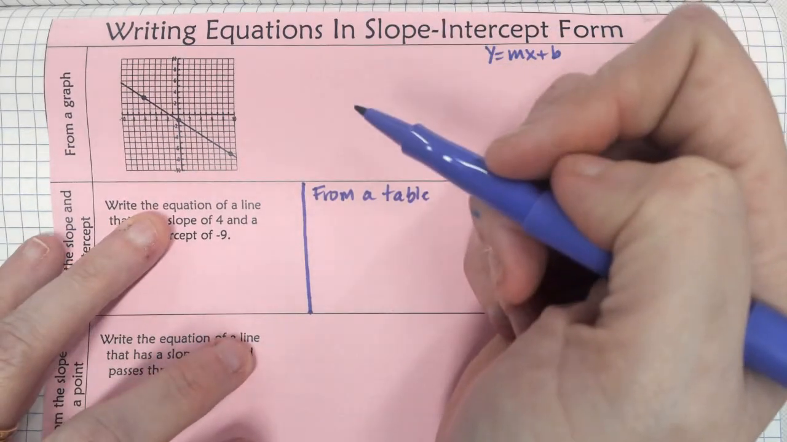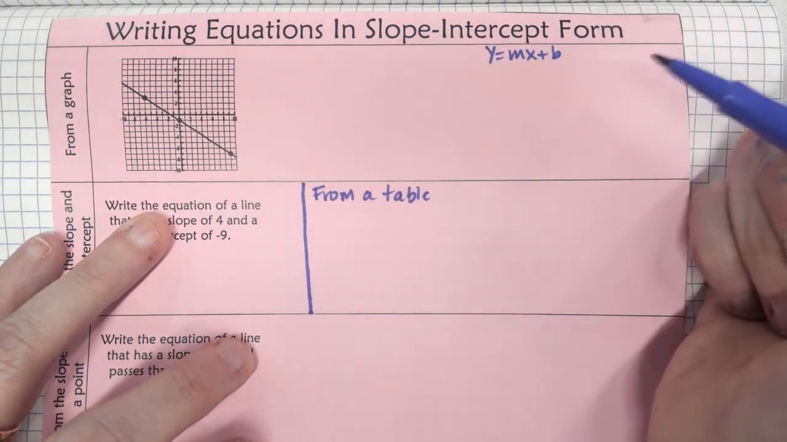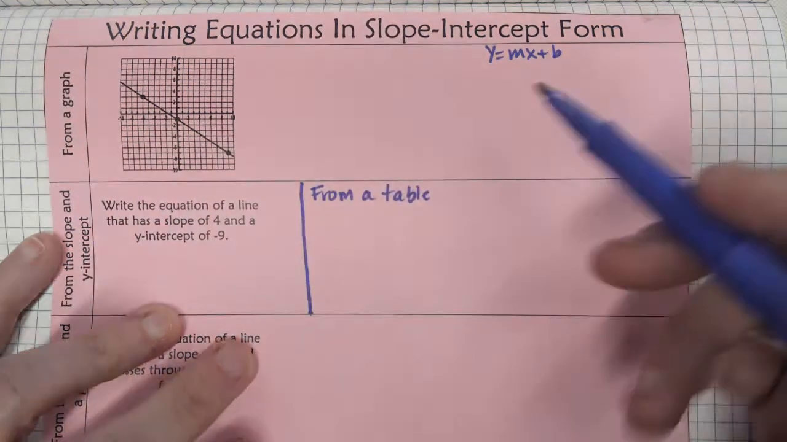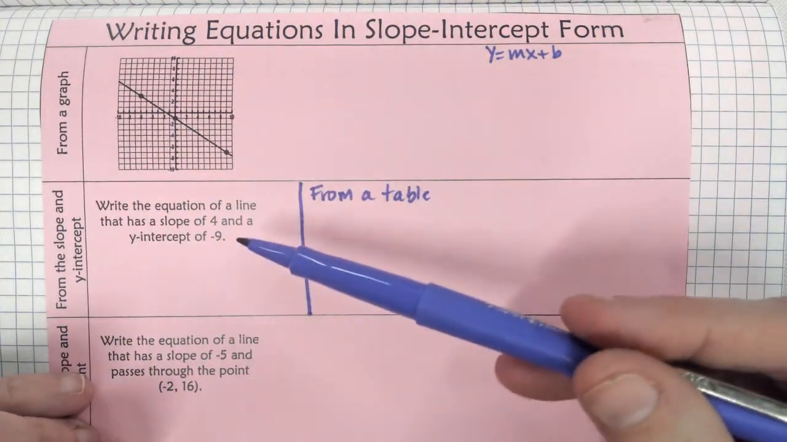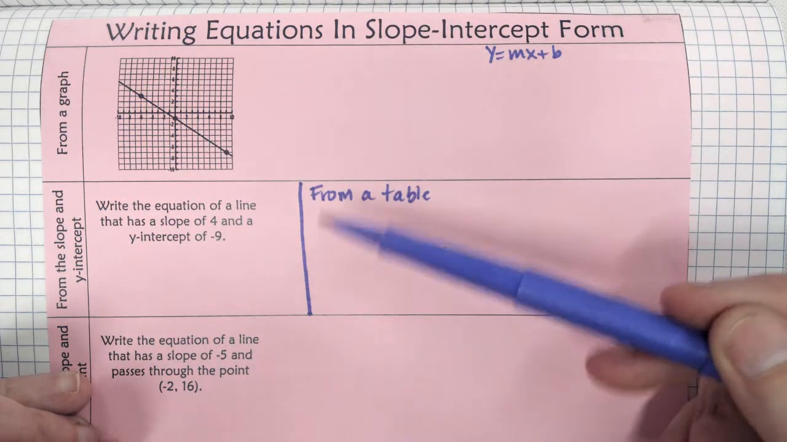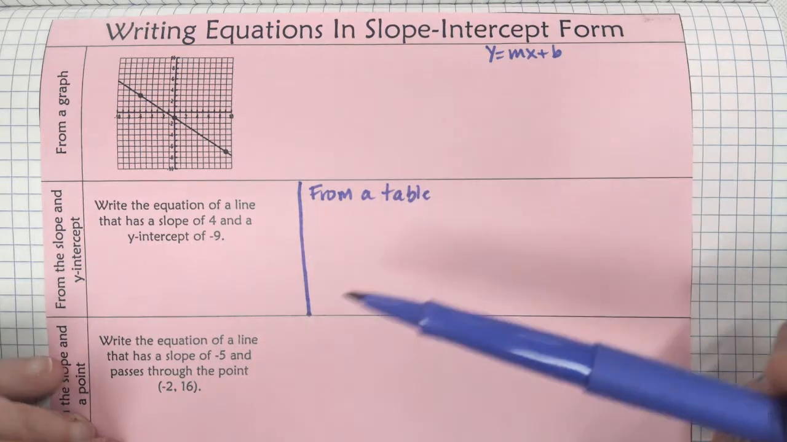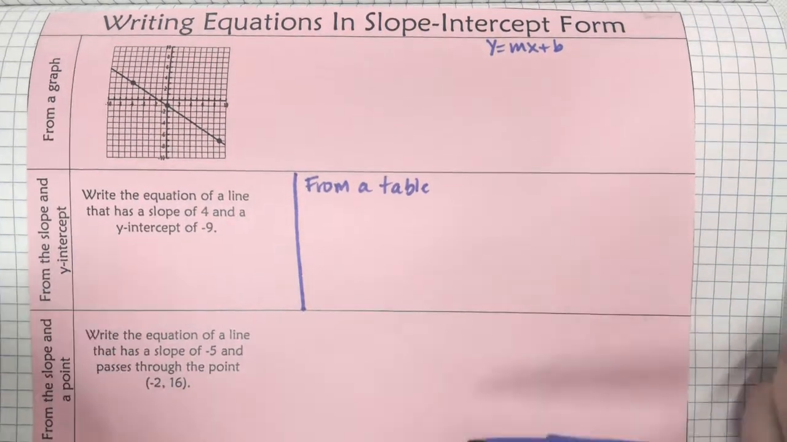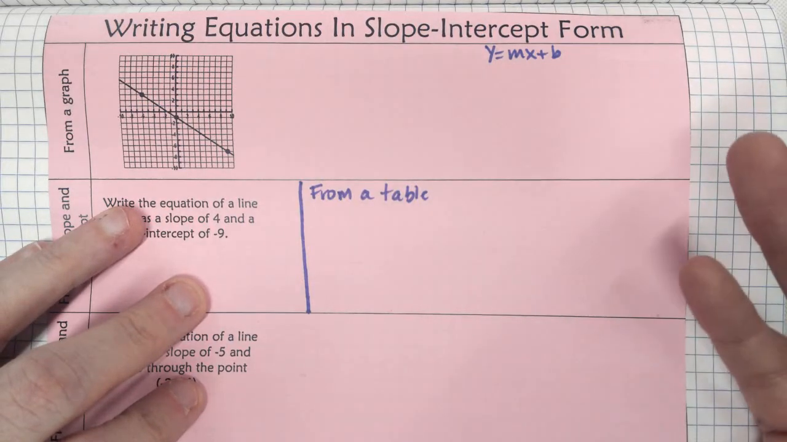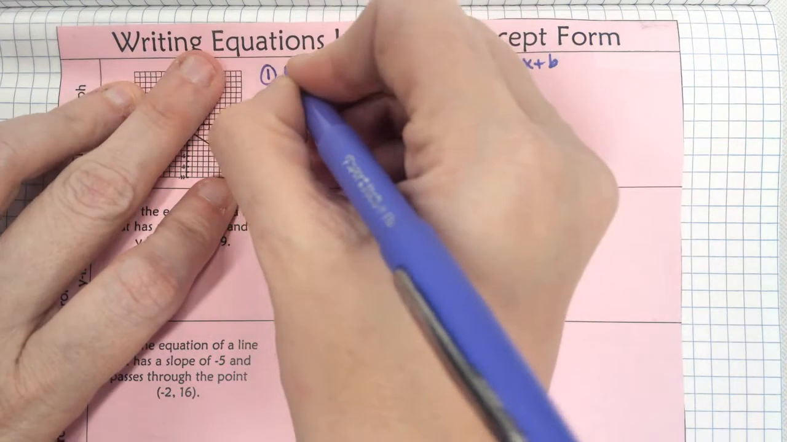When I'm writing equations in slope-intercept form, I always find the slope first. I can find the y-intercept first if it's just a graph, or if they give me the y-intercept. For our purposes today, I can find either. But when they get more challenging and they don't just hand me the y-intercept, I'm going to have to find the slope first. So for now, we're going to find the slope first because it's better to do the same process every time.